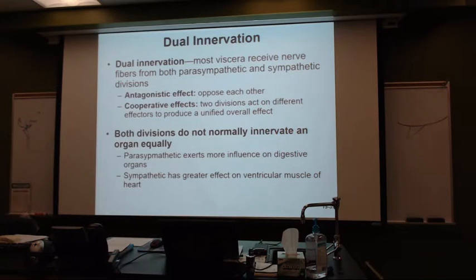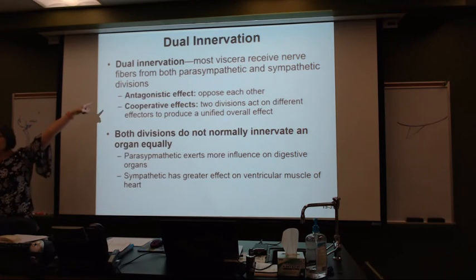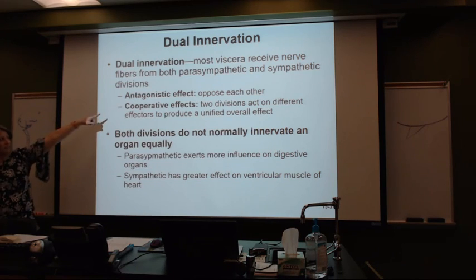A lot of what we know for the parasympathetic and sympathetic divisions, fibers pretty much innervate both. In other words, organs and stuff have both types of fibers. And we call this dual innervation because there's a fiber from parasympathetic and sympathetic.